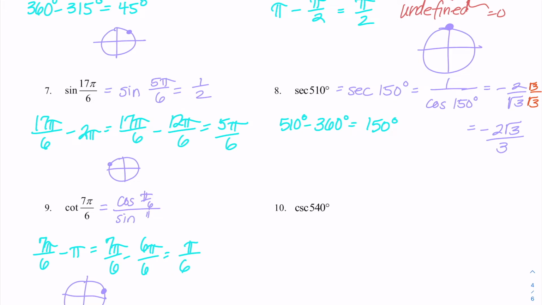And I better put the first thing that we came up with first. So this is equal to the cotangent of pi over 6, which is equal to the cosine of pi over 6 divided by the sine of pi over 6. And then the cosine of pi over 6 is the square root of 3 over 2, divided by 1/2.